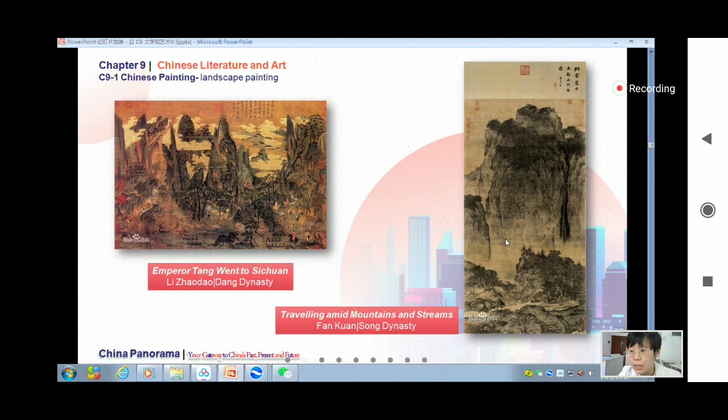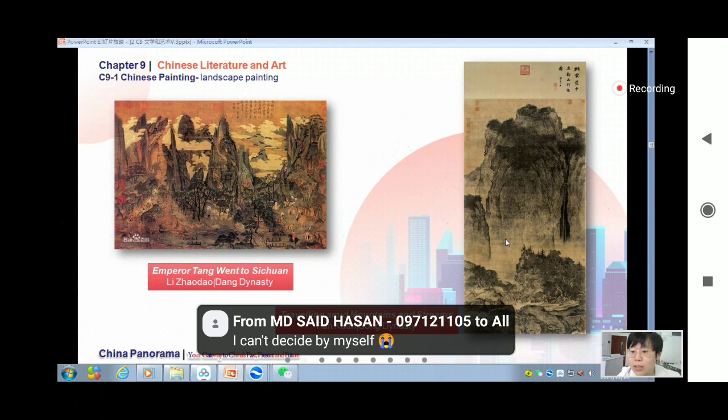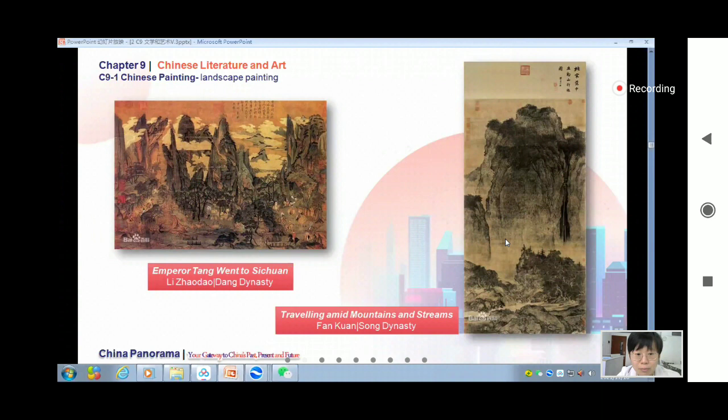And in the Song Dynasty, they don't use colors. They just use ink to depict the landscape. Can you guess the reason why they don't use colors to draw the painting? Any ideas? They have more colors, but they don't want to use them. Why? Any ideas in the chat box? You can just guess.